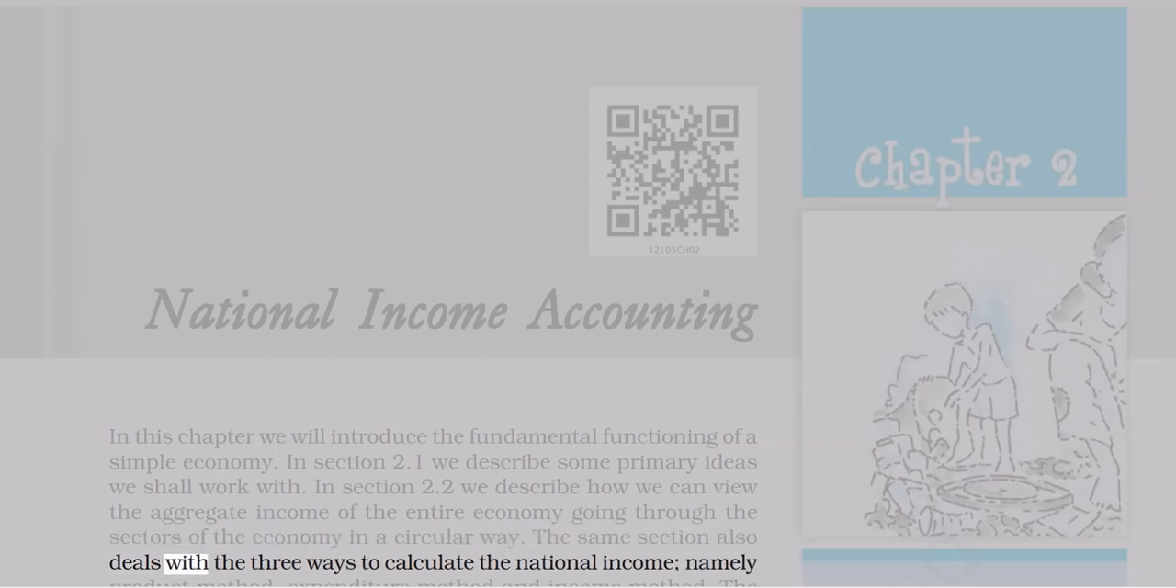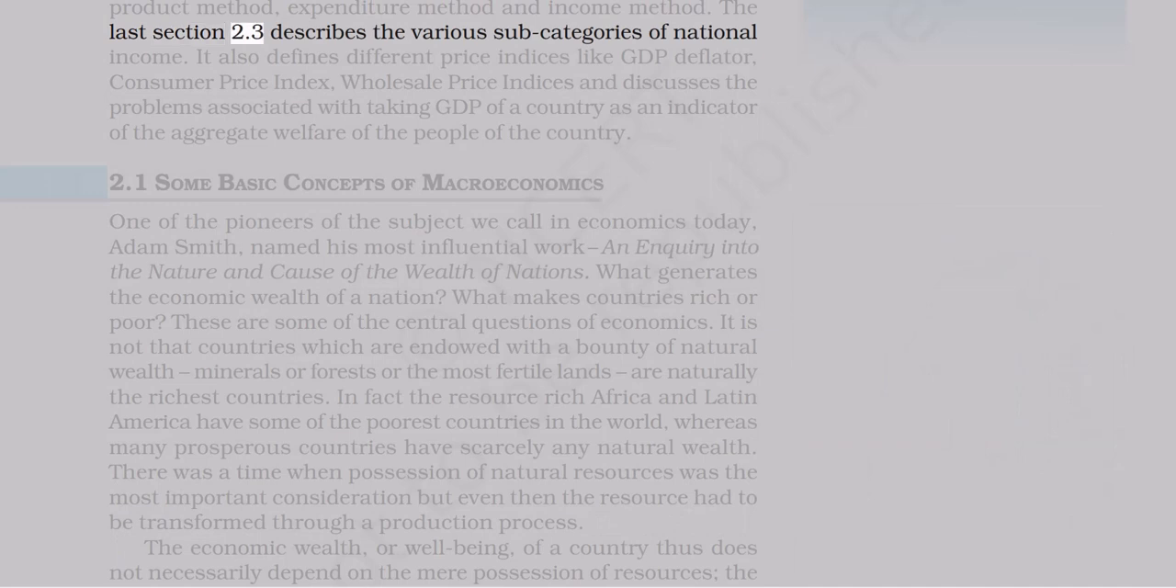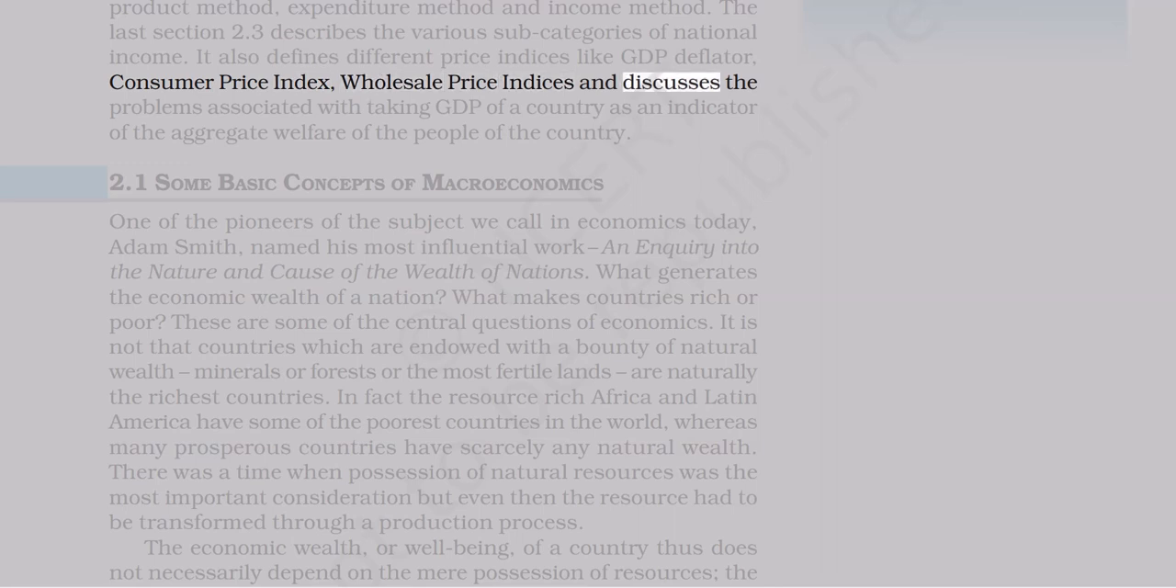The same section also deals with the three ways to calculate the national income, namely product method, expenditure method, and income method. The last section, 2.3, describes the various subcategories of national income. It also defines different price indices like GDP deflator, consumer price index, wholesale price indices, and discusses the problems associated with taking GDP of a country as an indicator of the aggregate welfare of the people of the country.